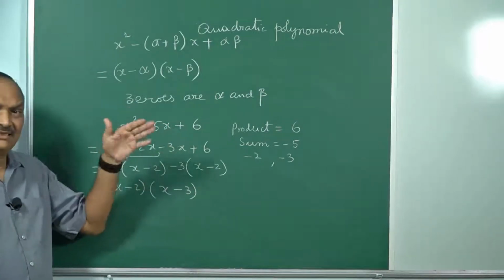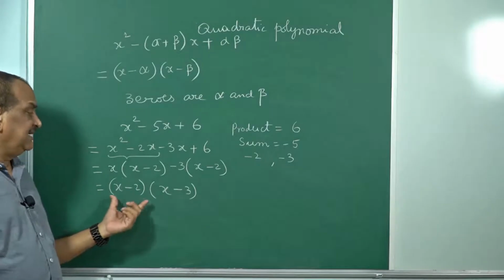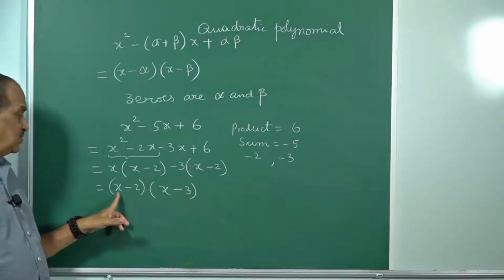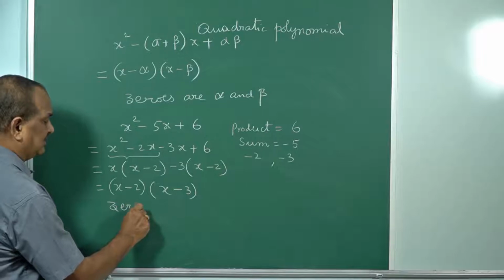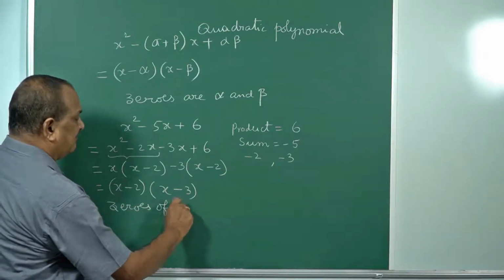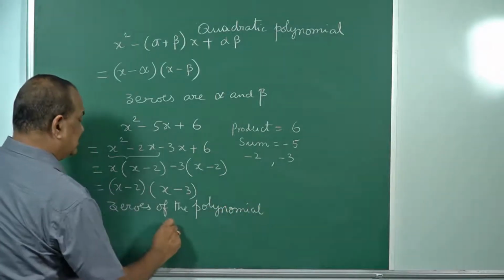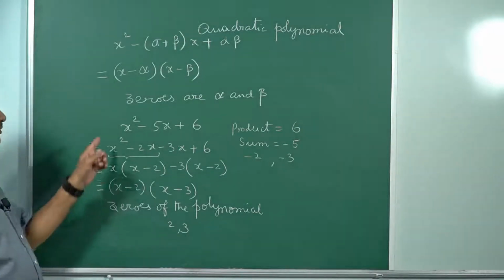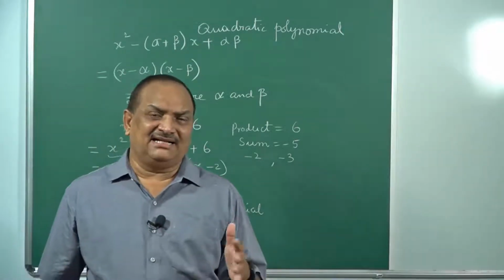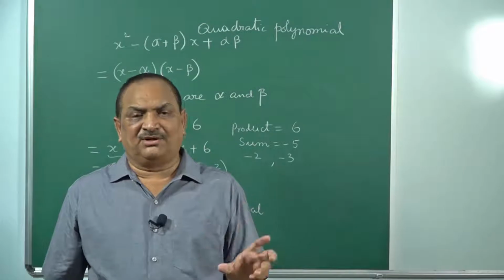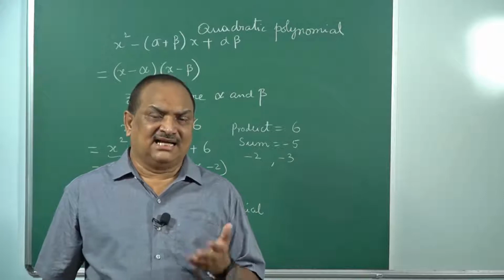So this is a quadratic polynomial which we have written as the product of two first degree polynomials. And now you can tell me the zeros, because this becomes 0 if x is 2 and this becomes 0 if x is 3. Therefore the zeros of the given polynomial are 2 and 3. So if you want to find the zeros of a polynomial, the procedure we adopt is that we factorize it, get the product of two linear polynomials, equate each of them to 0, find the value of x, and that's how you get the zeros.